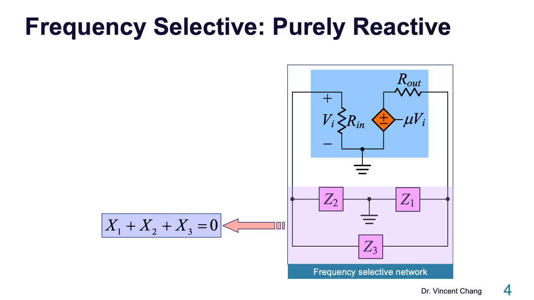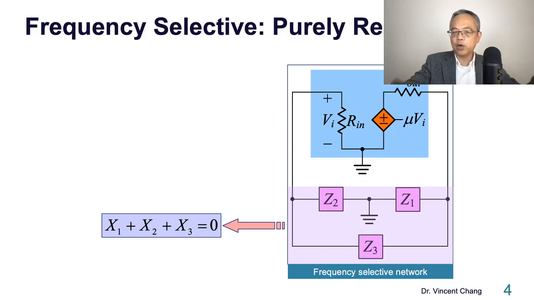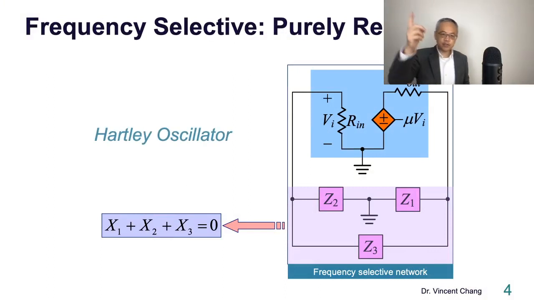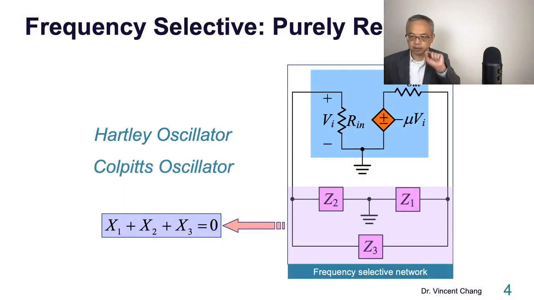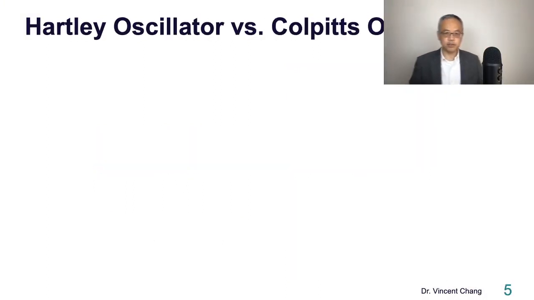In an LC tuned oscillator, each component is either inductive or capacitive. So you only have two combinations, right? Either you choose two inductors with one capacitor, or two capacitors with one inductor. If it's the former, then it's called Hartley Oscillator. If it's the latter, it's called Colpitts Oscillator. So let me show you.